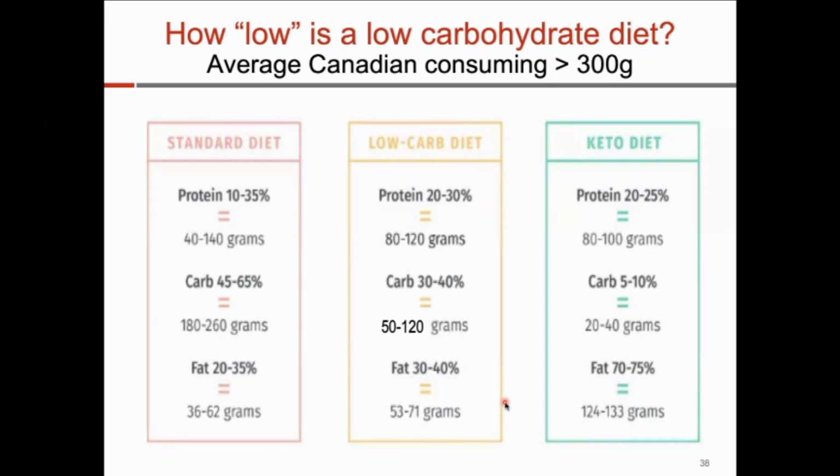So how low is a low carbohydrate diet? The average Canadian consumes more than 300 grams of carbohydrates a day. If you look at the standard diet on the left, you can see the majority of the macronutrients that people typically consume is carbohydrate based, followed by a balance of protein and fat. A low carb diet places the carbohydrate intake between 50 and 120 grams, depending on how strict somebody wants to be, followed by fat intake and protein intake. Whereas a ketogenic diet is very low carb, about 20 to 30 grams a day, where fat is the largest source of calories, followed by protein.